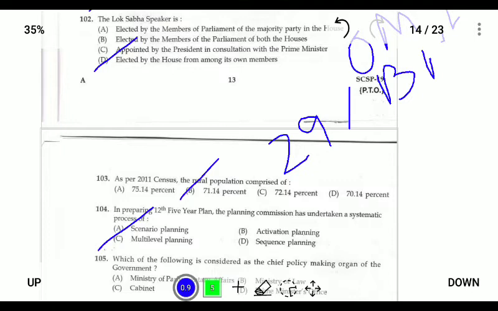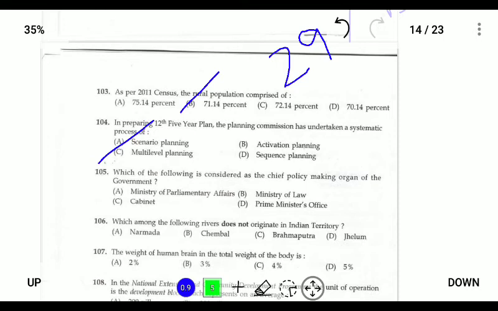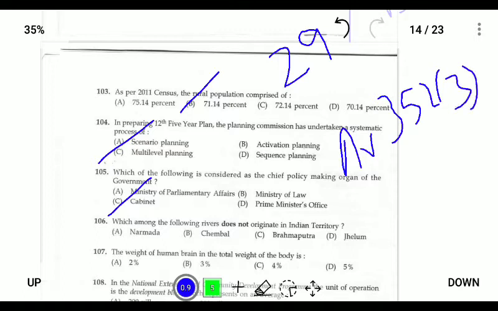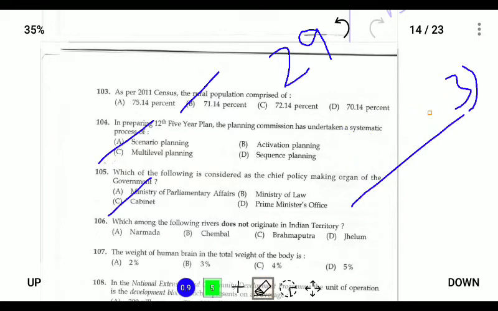Next, 105. Which of the following is considered as the chief policy making organ of the government? So this is provided by the cabinet, and this word cabinet has been provided under article 352 subclause 3 of the Indian Constitution, which is the article for national emergency by the president.